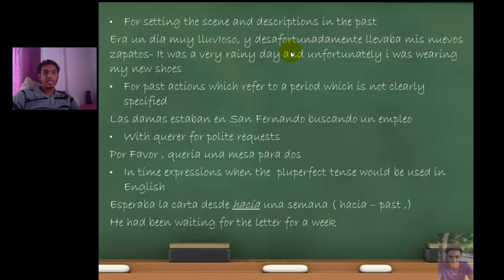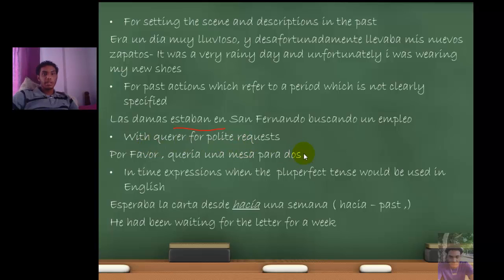It's also used for setting the scene. You can describe stuff this way, right? Please note desafortunadamente means unfortunately, right? The one difference between the preterite and the imperfect is that there's not a clear specified period here, right? So if you want to say las damas estaban en San Fernando buscando un empleo, right? The ladies were in San Fernando looking for a job, right? I did not say they were looking for a job during, I don't know, Monday to Friday. If it were Monday to Friday, then we would have been tempted to use the preterite.